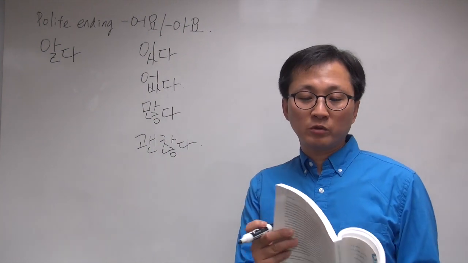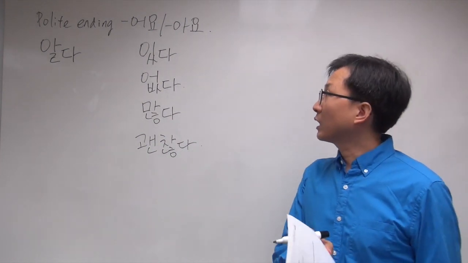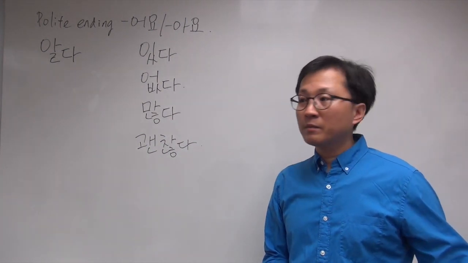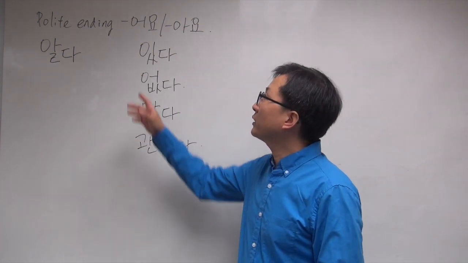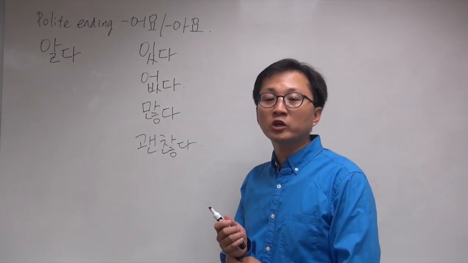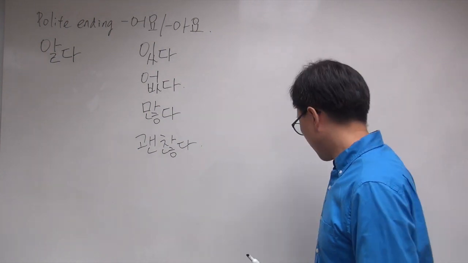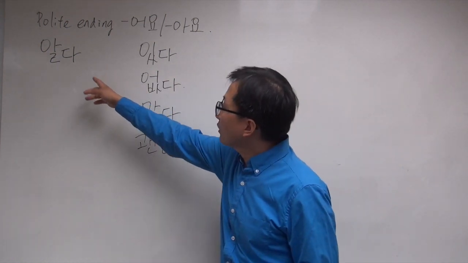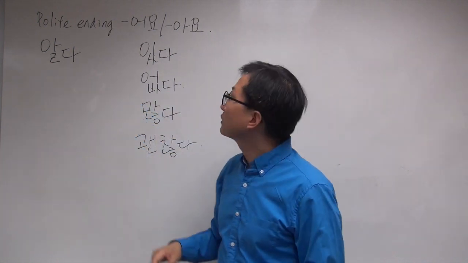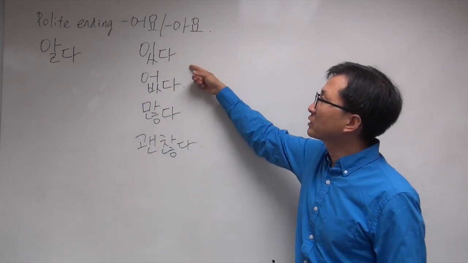71페이지, page 71, 여기를 한번 봅시다. 자, last time I talked about polite ending 어요 and how to conjugate them. So let's review what we talked about last time. I have one verb here, 알다, and adjectives, 있다.